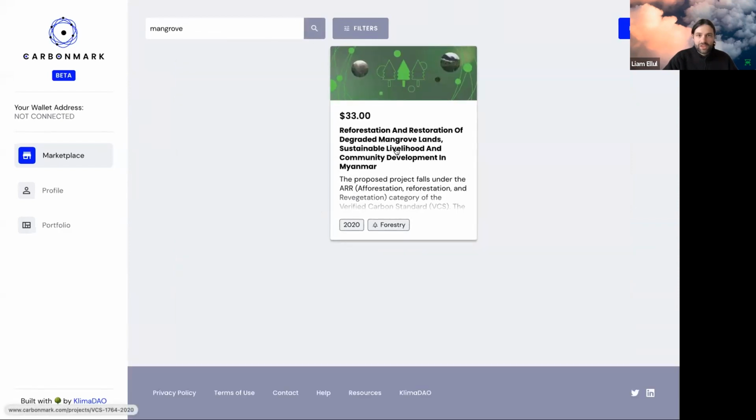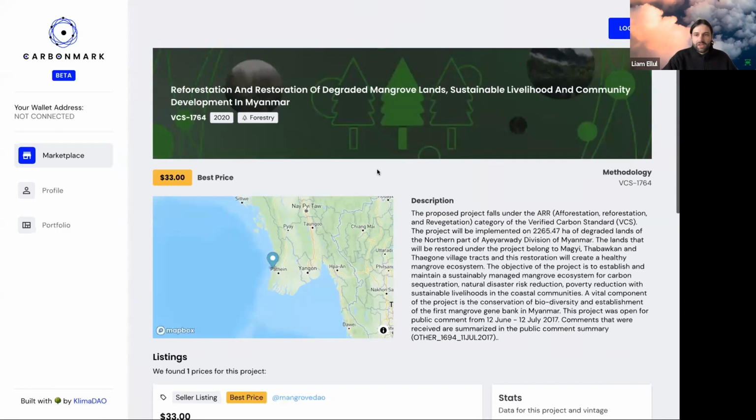And we can see here that it will find the exact reforestation project that Vlinder has put onto Carbonmark. And when we click onto it here, we see a number of things. The best price is, of all the projects that are listed, the best price available within Carbonmark. We also have information from the registry. So the description of the project and more information about its geography. Also, of course, its methodology.